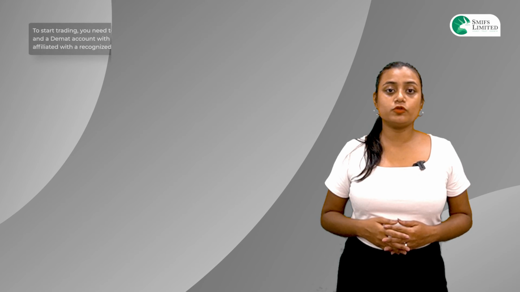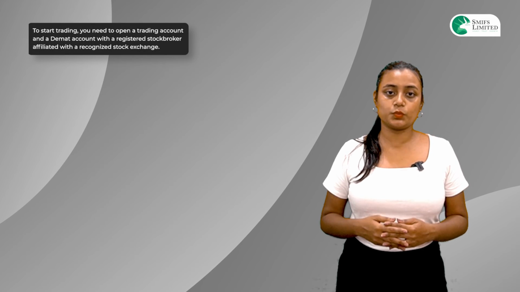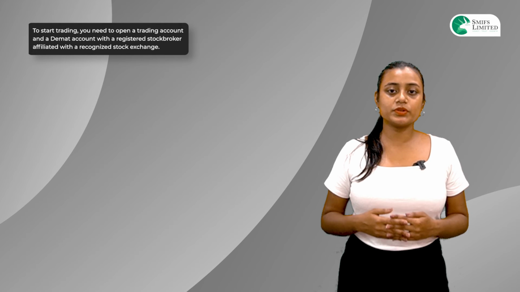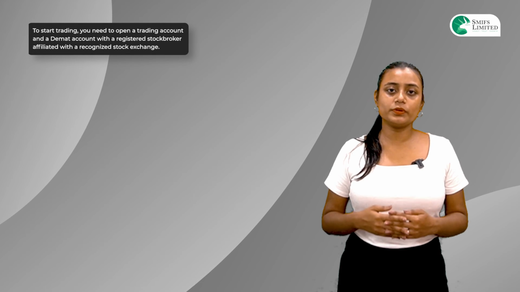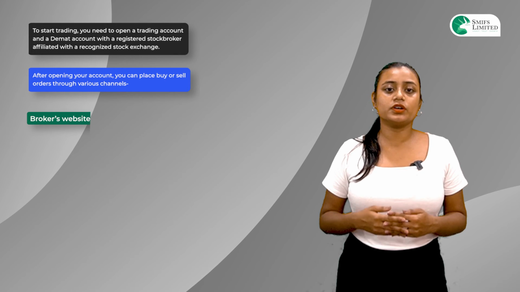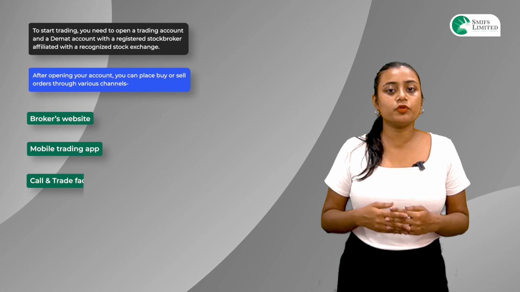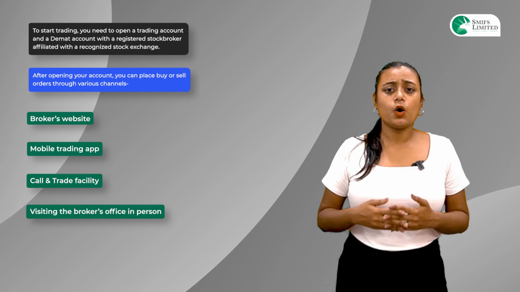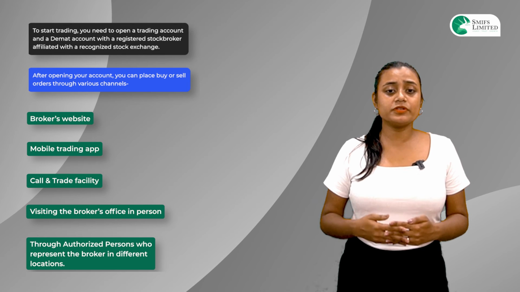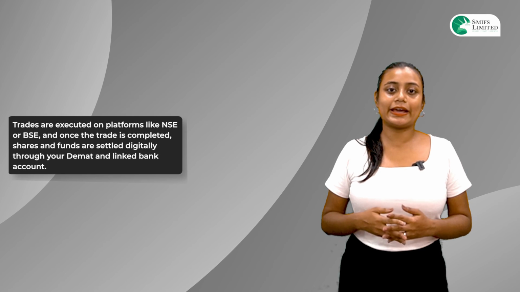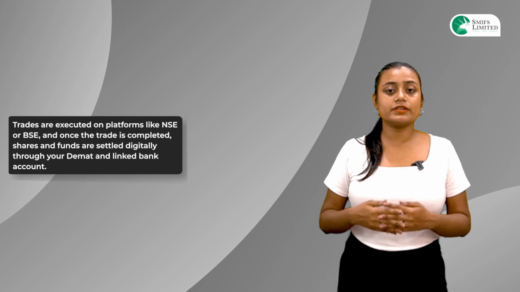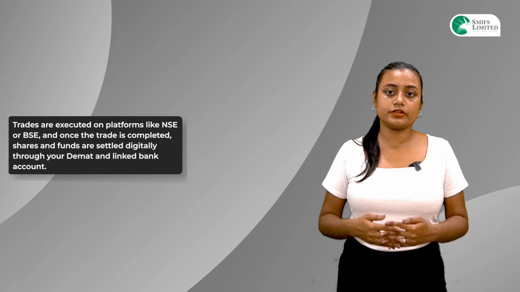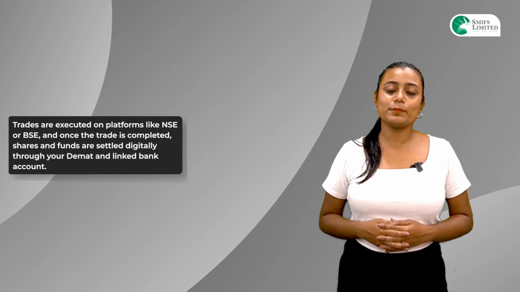To start trading, you need to open a trading account and a demat account with a registered stockbroker affiliated with a recognized stock exchange. After opening your account, you can place buy or sell orders through various channels: the broker's website, their mobile trading app, over a phone call through the call and trade facility, by visiting the broker's office in person, or through authorized persons who represent the broker in different locations. Trades are executed on platforms like NSE or BSE, and once the trade is completed, shares and funds are settled digitally through your demat account, which is linked to your bank account.